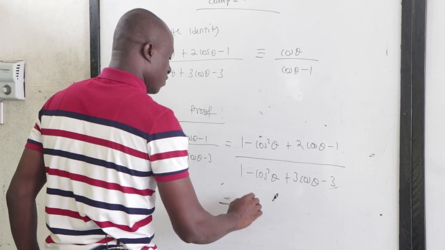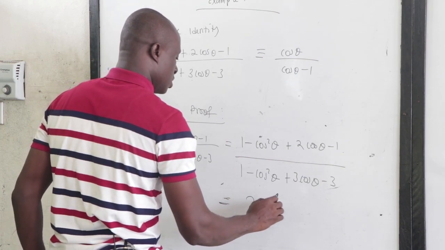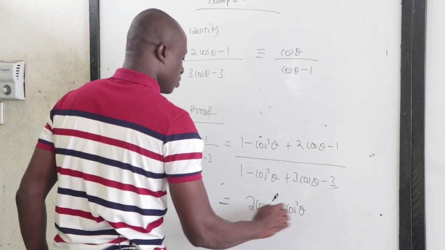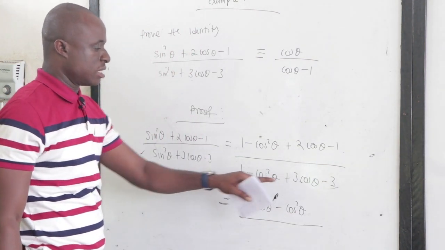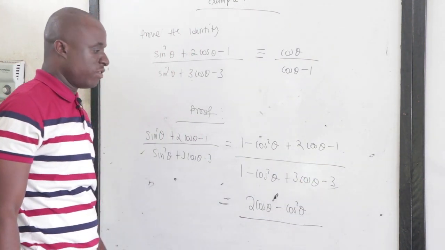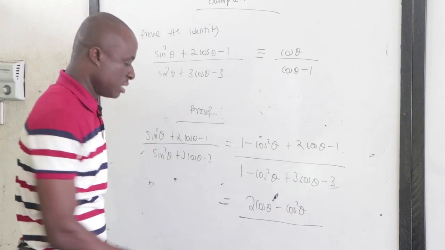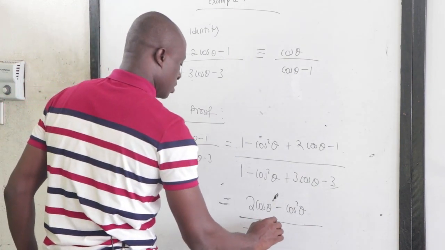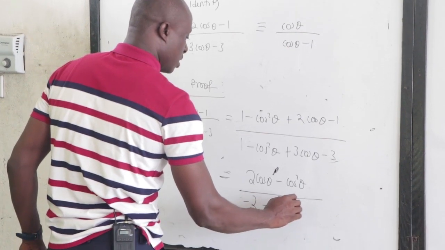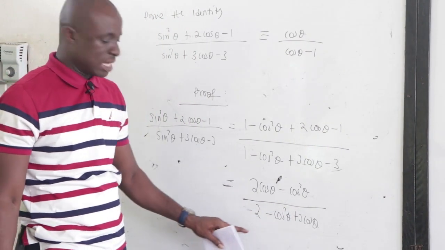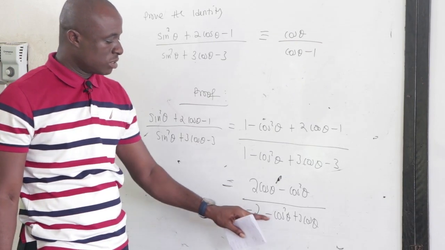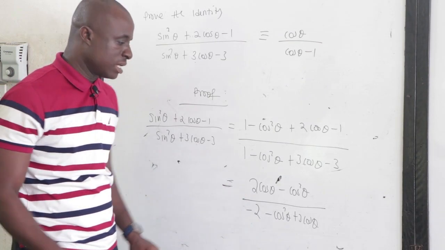So let me write the positive one. So 2 cos theta minus cos square theta all over. Now let's say this and that is giving me 1 minus 3. That's negative 2 minus cos square theta plus 3 cos theta. Now let's see the denominator. I can factorize negative out so that this negative will go and multiply the numerator.